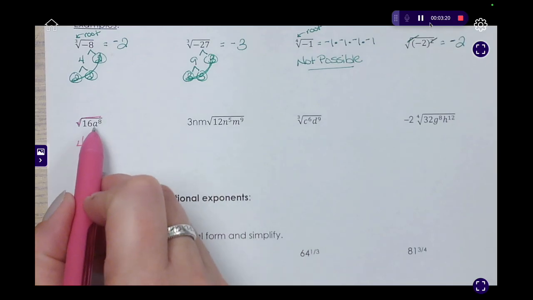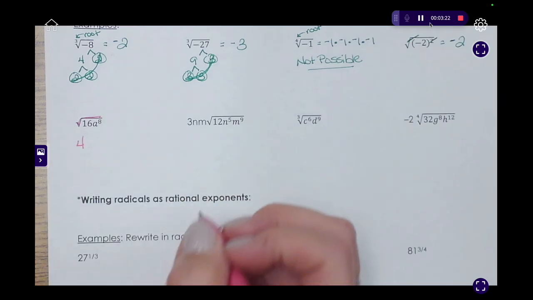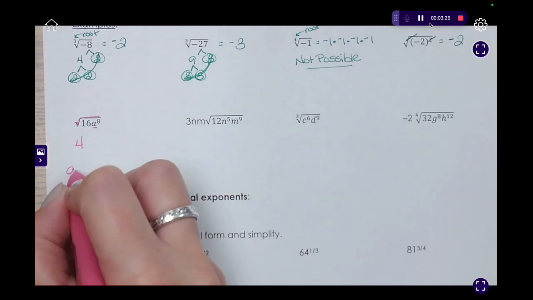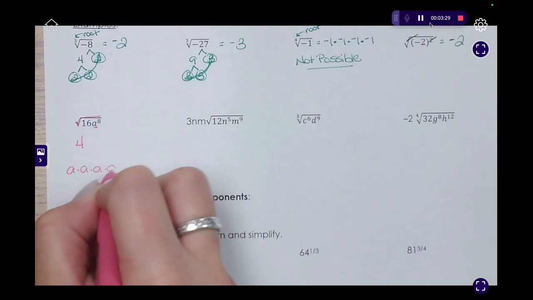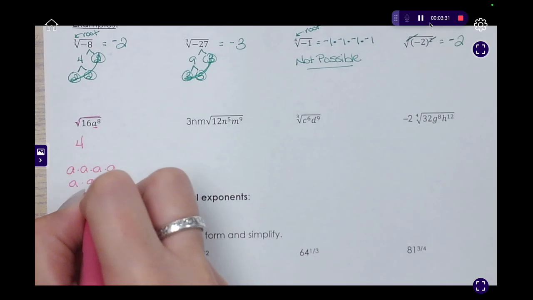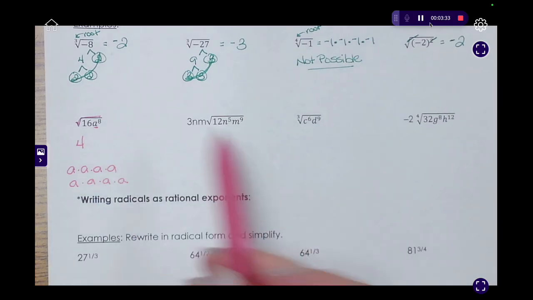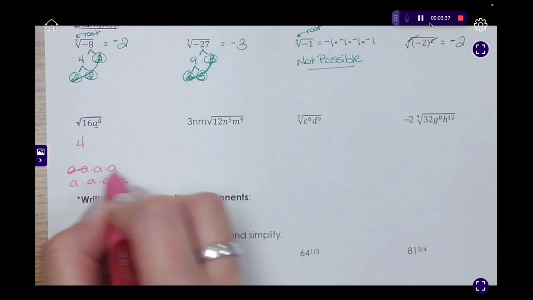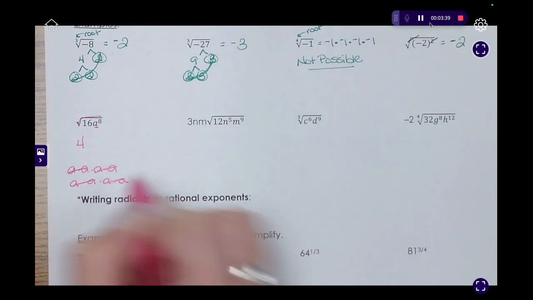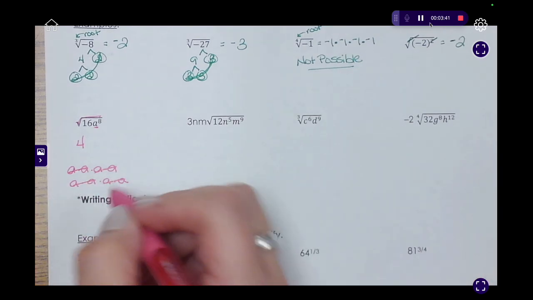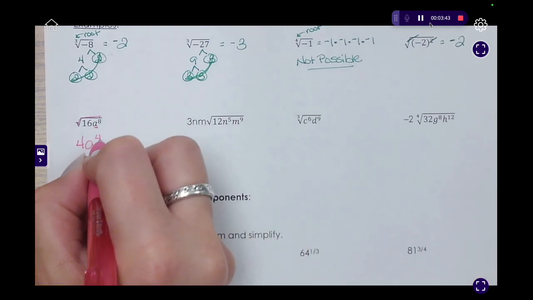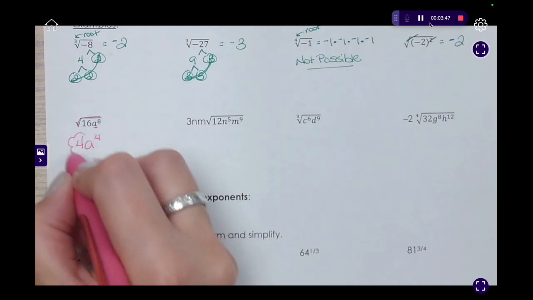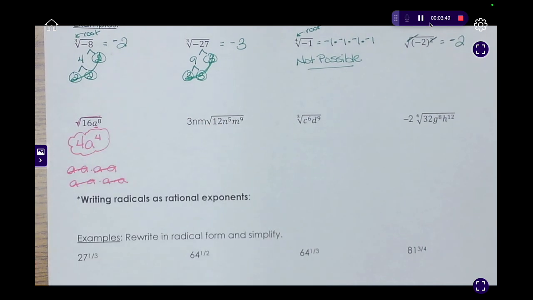For the square root of a to the 8th, there are two different ways you can think about this. If you need to do a factor tree, a to the 8th means I have 8 A's written out. So I'm still looking for pairs. I have 1, 2, 3, 4 pairs. Those 4 pairs would all go on the outside, and that 4 would be my exponent. So this would be my answer. That ends up being a perfect square root.